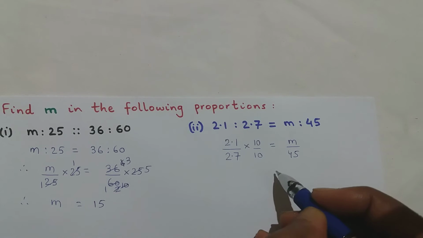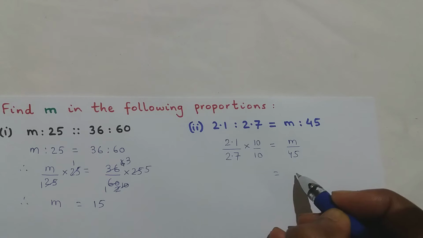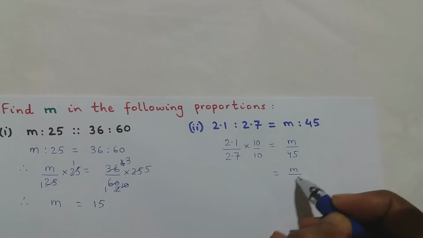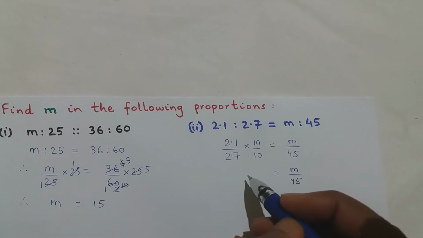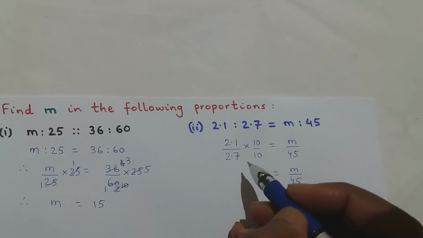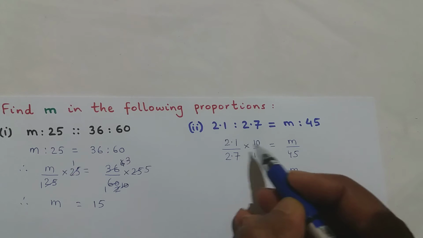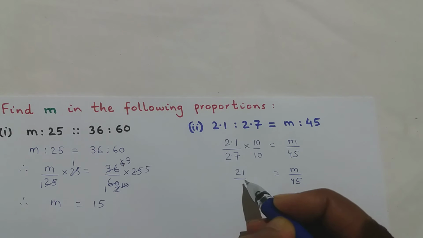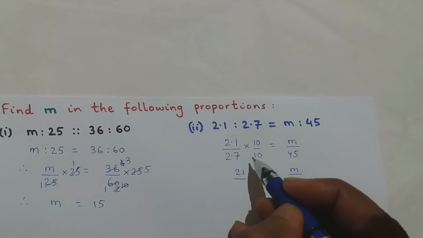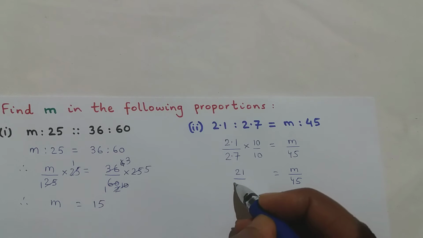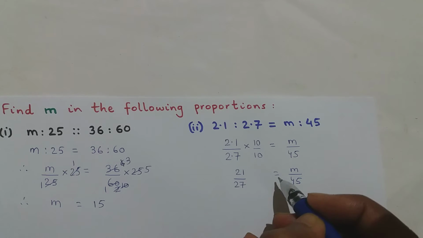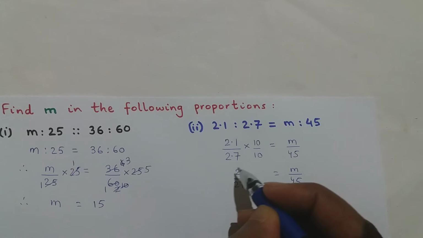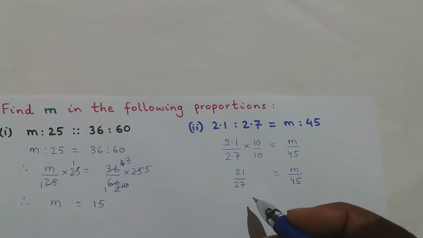So what does it become? The right hand side of the equation is m upon 45, and the left hand side of the equation will now become 2.1 into 10 is 21 upon 2.7 into 10 is 27. So the left hand side of the equation becomes 21 upon 27.